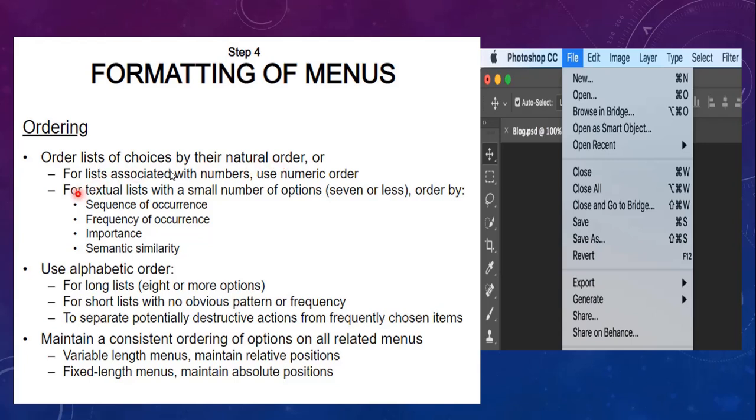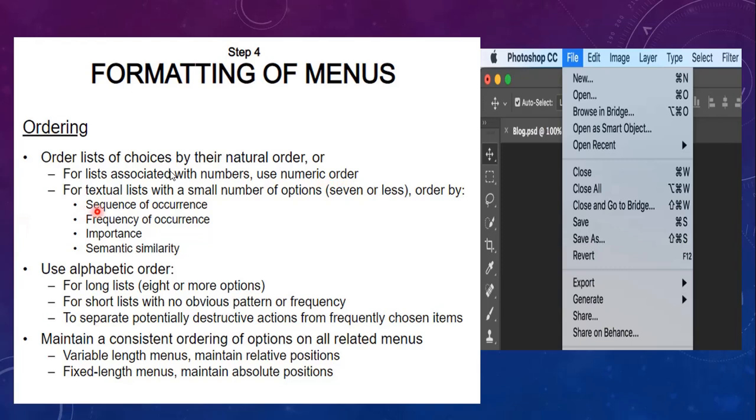And for lists associated with numbers, use numeric order. For example, you have file size, or bandwidth rate, or number of pixels. There you have certain numbers, so you have to order it in the numbering order. Numeric order, we say. So that is another case, and there you go for numeric ordering.